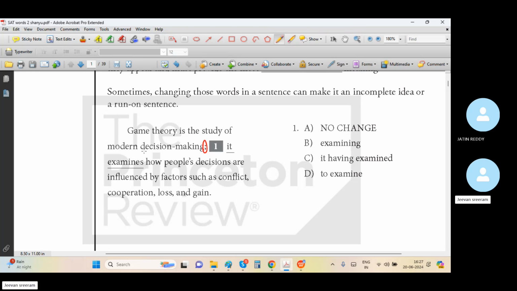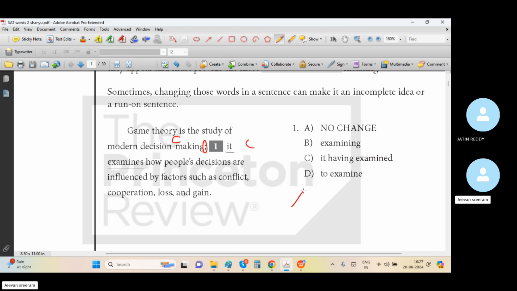Game theory is the study of modern decision making. It examines how people's decisions... Okay, you have got a complete idea and a complete idea. You can use a semicolon between them. It's cool, but please try to find the concise one.